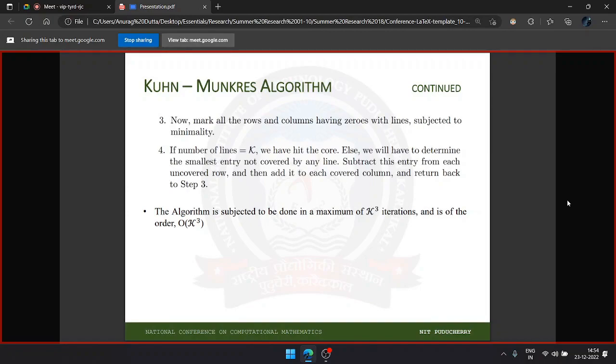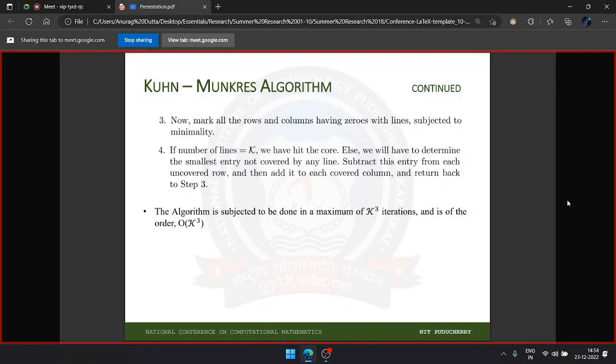Now we will have to mark all those rows. See, if we are subtracting this value, sometimes a particular entry may become zero. So if any particular row or column has all of its entries as zero, then we will mark those rows or columns accordingly. And if the number of lines in this matrix is equal to k, then we will say that we have hit the core, like we have found the optimal cost that is possible.